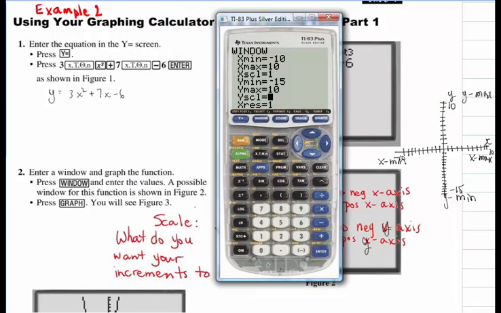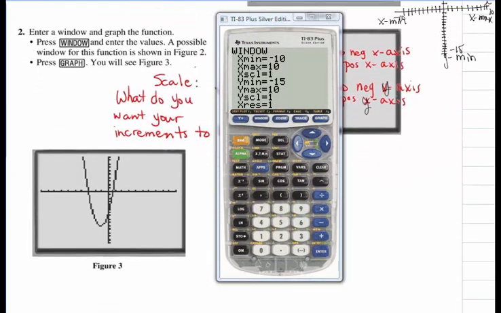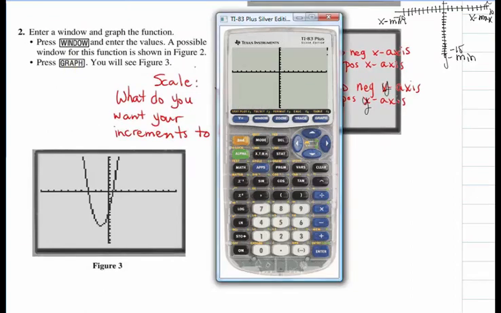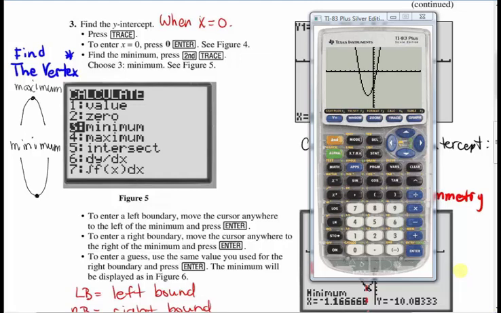Alright, so the next step, if you go down, is to press graph, and you should have this on your screen. Okay, so we will now head on to the next part of the handout, which will be number 3. We're now going to be looking for the y-intercept, and if you can recall from previous years, y-intercepts happen when x equals 0.